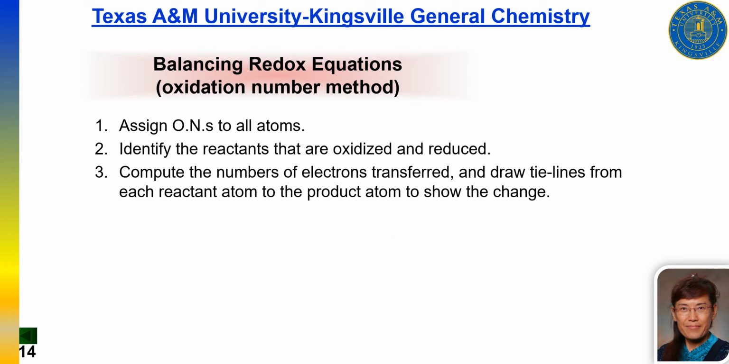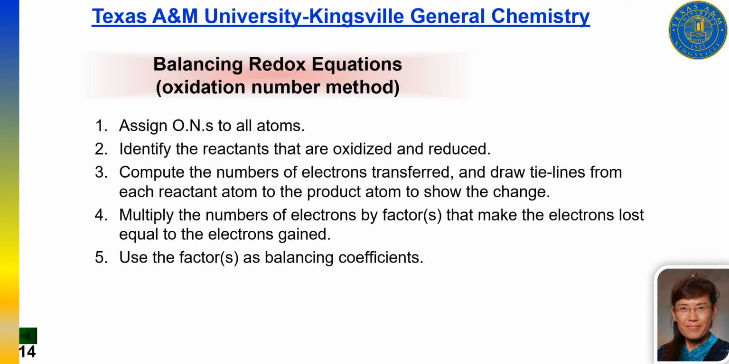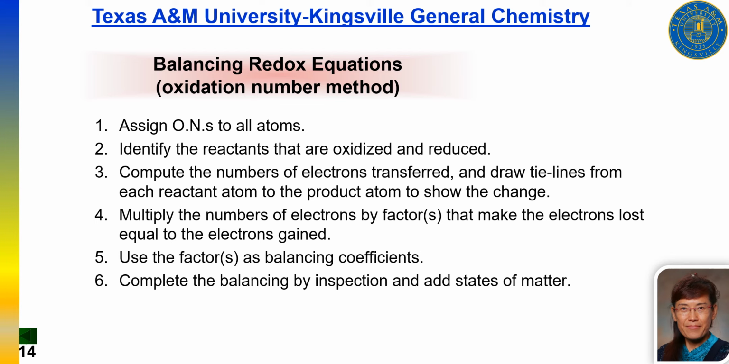How do you balance your reaction? Your reaction can be balanced just based on the number of electrons transferred. You need to assign the oxidation number for all atoms. And then you are going to identify the reactants which are oxidized and the reactants which are reduced. And then you are going to compute the total number of electrons transferred. So you can do it this way.